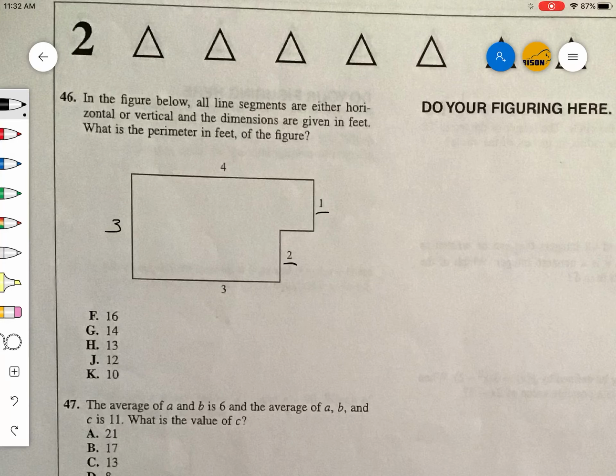Okay, but we've still got this little piece over here on the right side that we don't know. And if the whole length at the top is 4 and the bottom length is 3, that must mean we have a 1 here. If we can add all that up, then we can get our perimeter. So 4 plus 3 would be 7, and then 8, 9, 10, 11, 12, 13, and 14. So G is our answer on this one.